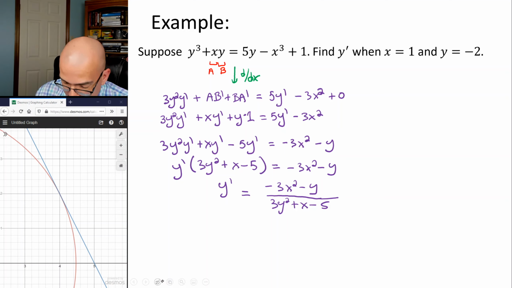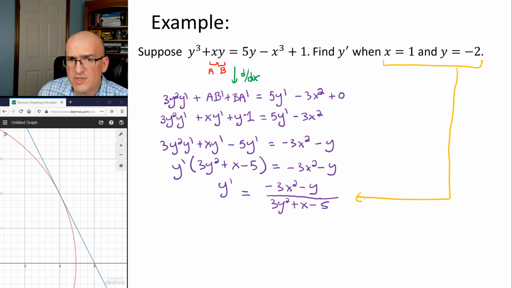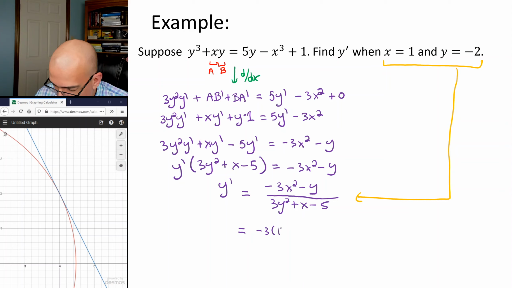Now we're going to evaluate this. We're going to take those two numbers and plug them in. X equals 1 and y is equal to -2. Please check this calculation because I might make a mistake plugging numbers in. I might make a mistake everywhere, but especially plugging numbers in. So -3 times 1 squared minus y, so minus -2. And then divide by 3 times -2 squared plus 1 minus 5.